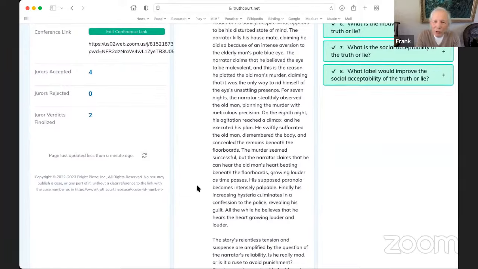But the narrator has a problem. He claims that he can still hear the old man's heart beating, even though he's dismembered beneath the floorboards, and it grows louder as time passes. His paranoia becomes pretty palpable.